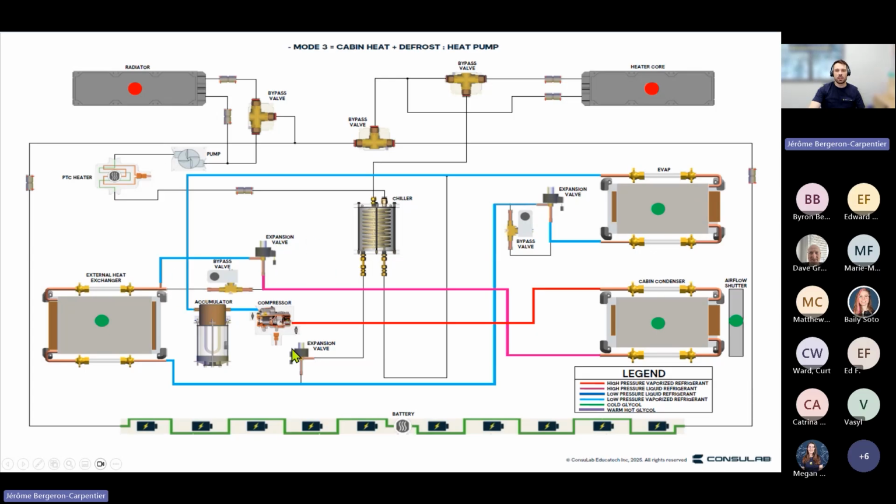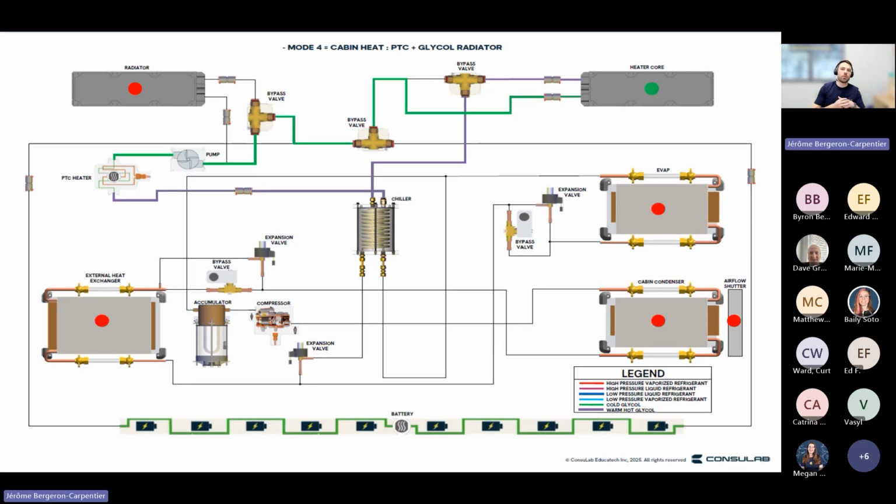So those two valves are going to use a sensor at the outlet of the evap, and based on the superheat, they're going to adapt and work together. So both are going to be able to have some sort of pressure differential.